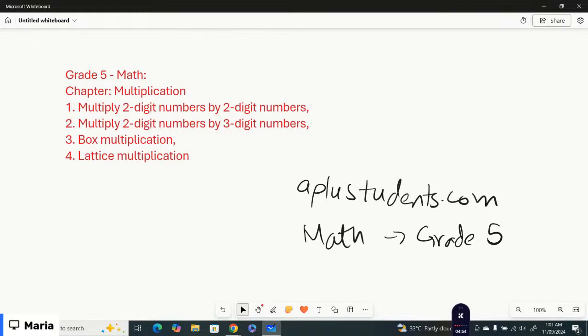We're going to start with the chapter multiplication. The lessons we're going to cover today are multiply two-digit numbers by two-digit numbers, multiply two-digit numbers by three-digit numbers, box multiplication, and then lattice multiplication. So please make sure you have your notebook and pencil so that you can note down the important examples and definitions as well.